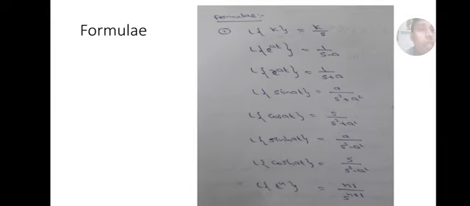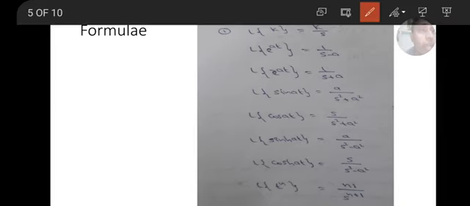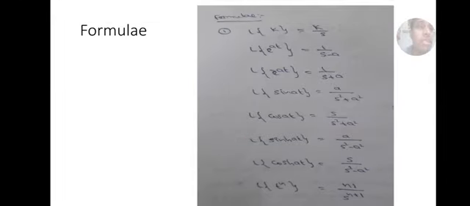Here sin at and sinh of at are similar, but in the denominator it is plus for sin at and minus for sinh of at. Cos at and cosh of at are similar, but only the denominator changes with sign. The 8 formulas we have to remember as formulas. These are 8 important formulas.